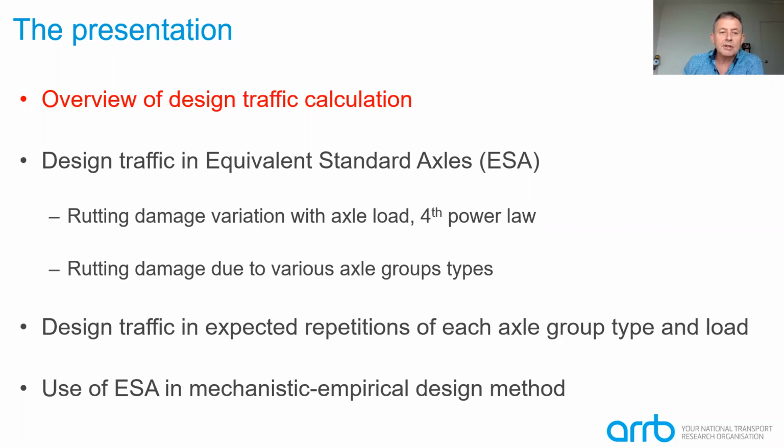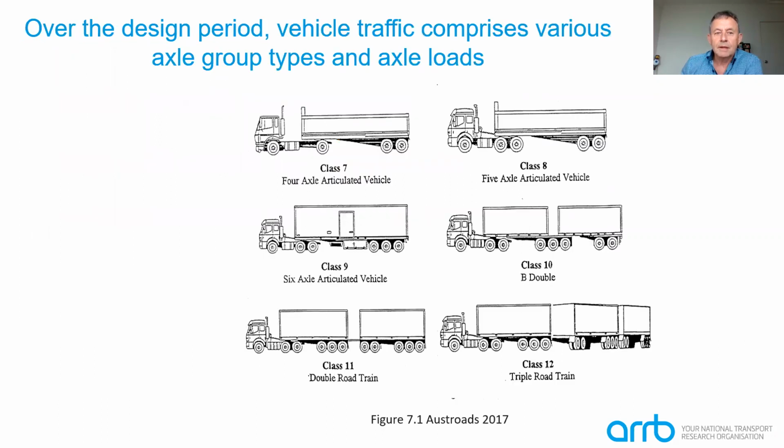So firstly, just to give you an overview of the design traffic calculation method. When we design a structure, we first off pick a design period because that influences the number of axle load repetitions that the pavement will experience. And so the traffic loading comprises different axle group types and different axle group loads. And this slide here is just an example of the variation we have in configurations of heavy vehicles that we need to account for when we characterise the loads on our pavement.